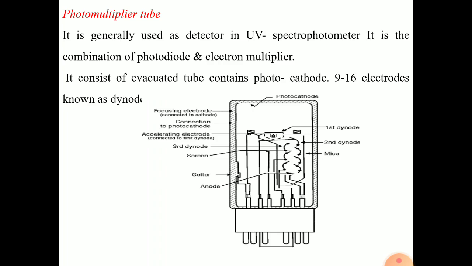Next is the photomultiplier. As the name suggests, multiplier means multiplication of electrons will happen. The electrons will be multiplied. It is generally used as a detector in UV spectrophotometers, especially for the UV. It is a combination of a photodiode and an electron multiplier. In this diagram, we have 9 to 16 electrodes known as dynodes. Somewhat arrow-like structures will be there. They are called dynodes. First dynode, second dynode, like that.